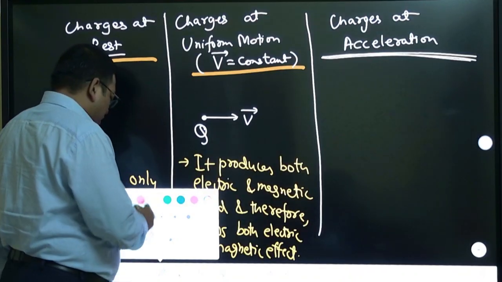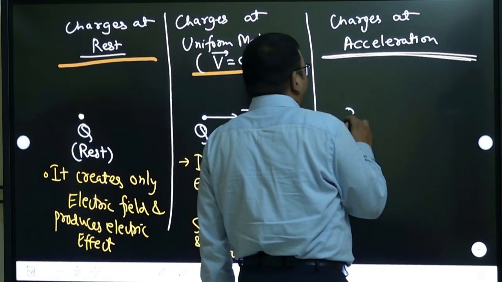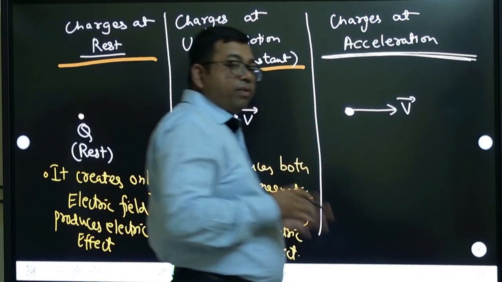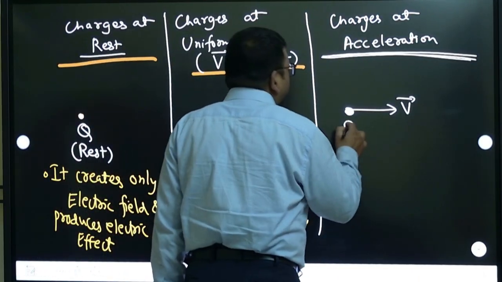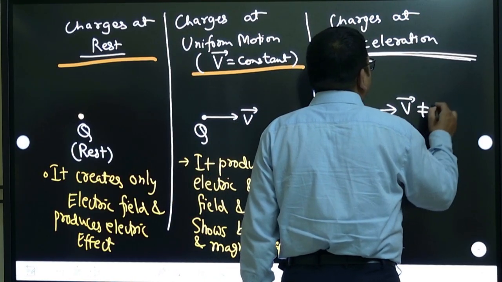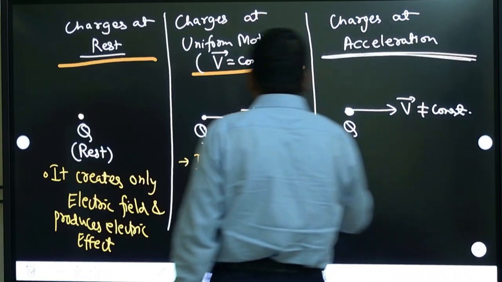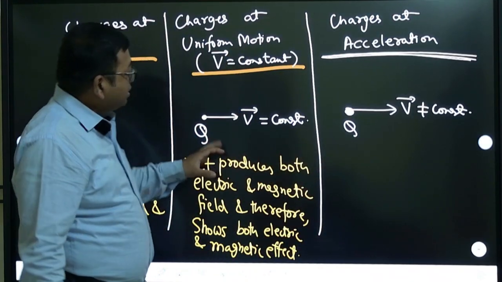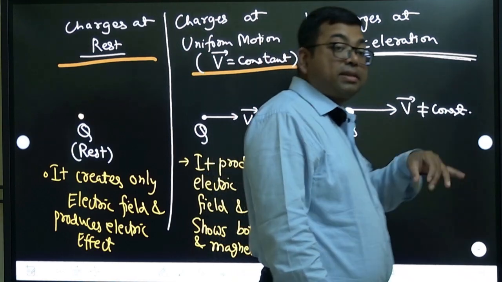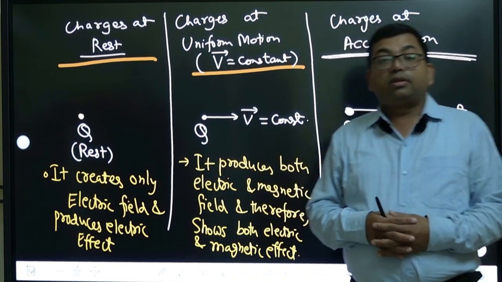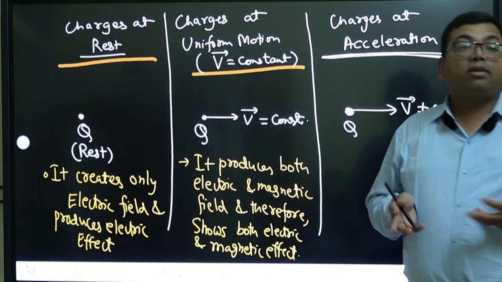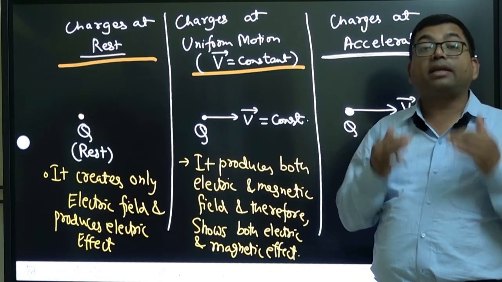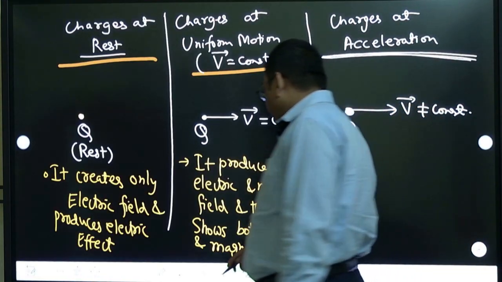What about the third case? Third case, when a charged particle is moving but the velocity is not constant. That means velocity is changing. Here, in the earlier case, velocity is constant, so it doesn't have any acceleration, but here it has acceleration because velocity is changing. Now acceleration may be constant or may not be constant, that is a different thing, but it has got acceleration. What happens in this case?